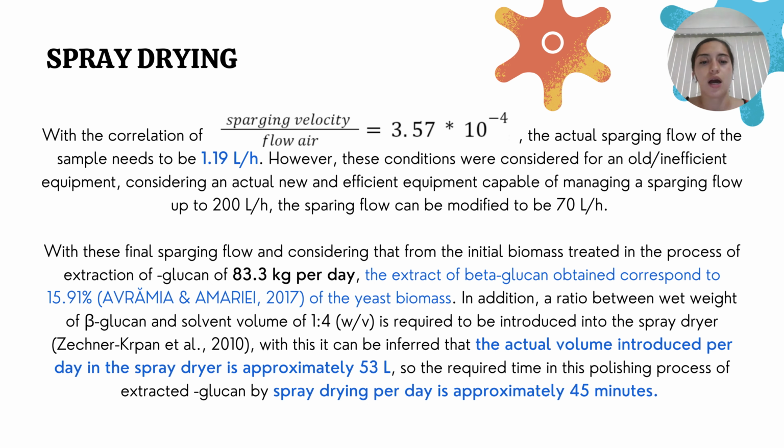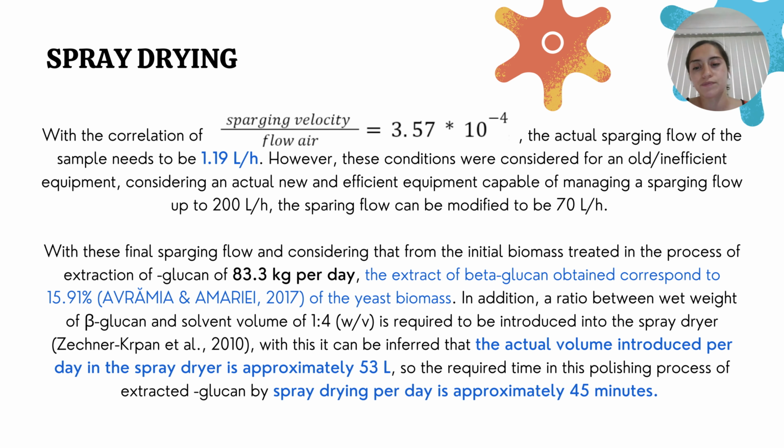In addition, a ratio between the wet weight of beta-glucan and solvent volume of 1 to 4 is required to be introduced in the spray dryer. With this, it can be inferred that the actual volume introduced per day in the spray dryer is approximately 53 liters. So the required time in this polishing process of extracted beta-glucans by spray drying per day is approximately 45 minutes.